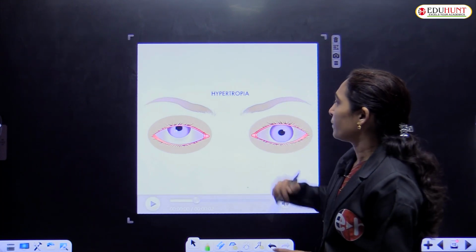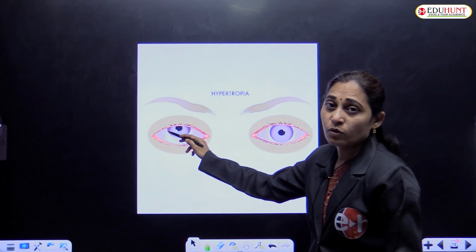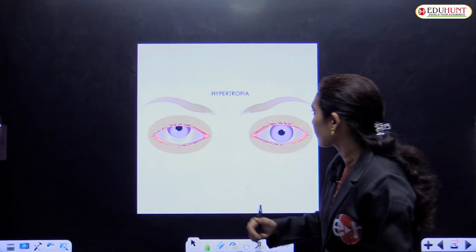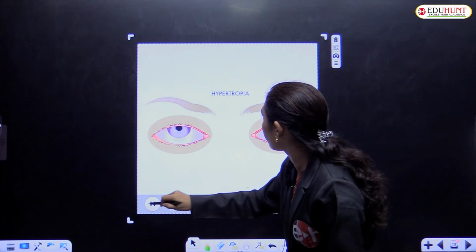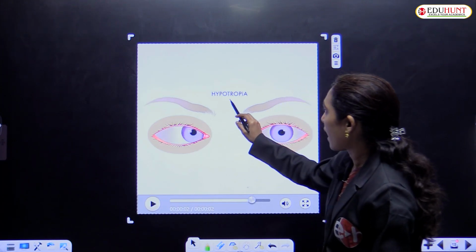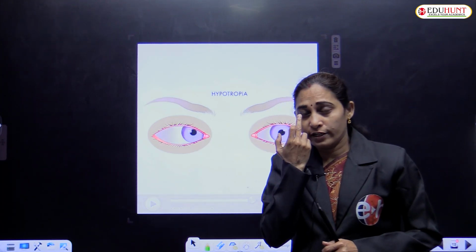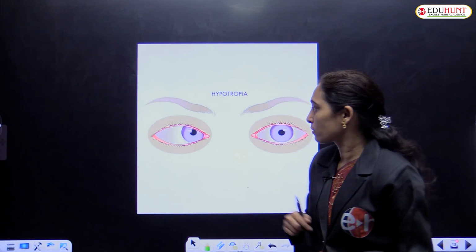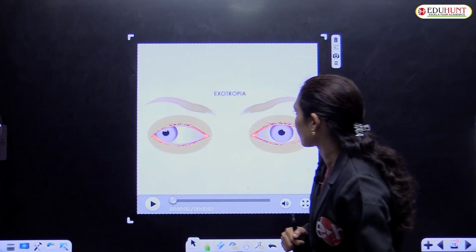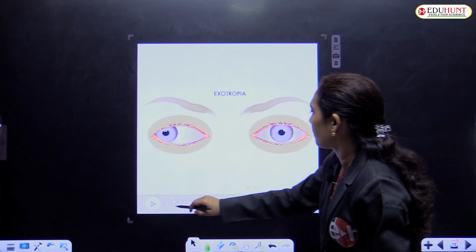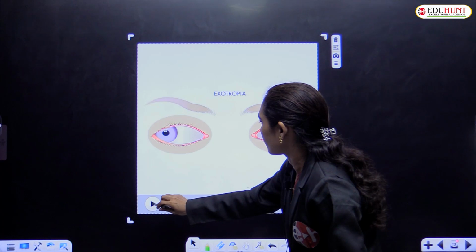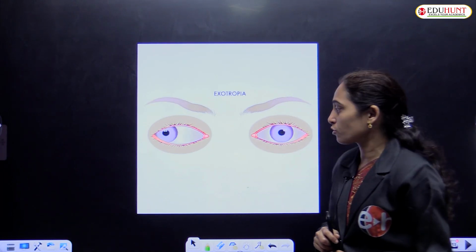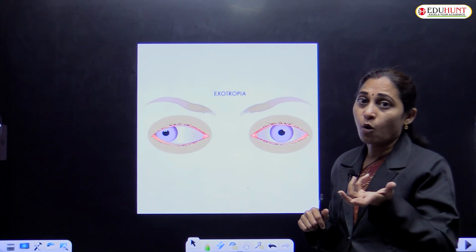This is hypertropia, where one of the eyeballs is located towards up. This is hypotropia. One eyeball is situated towards the corner, that is it is closer to the nose. Exotropia. Hypertropia, hypotropia. These are the conditions of abnormal movement of eyeball.